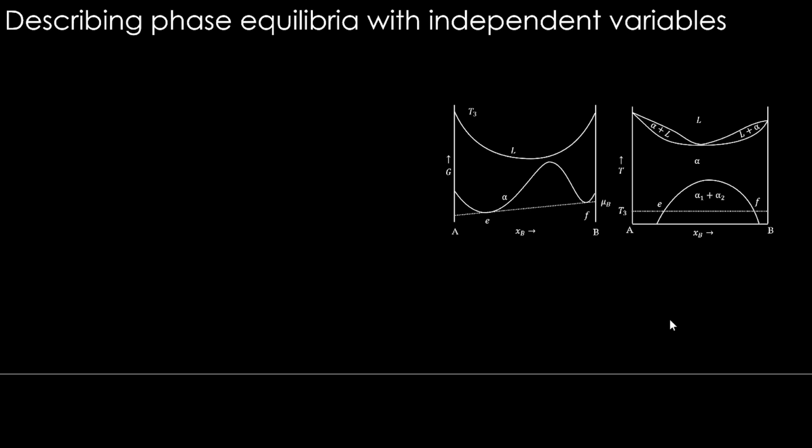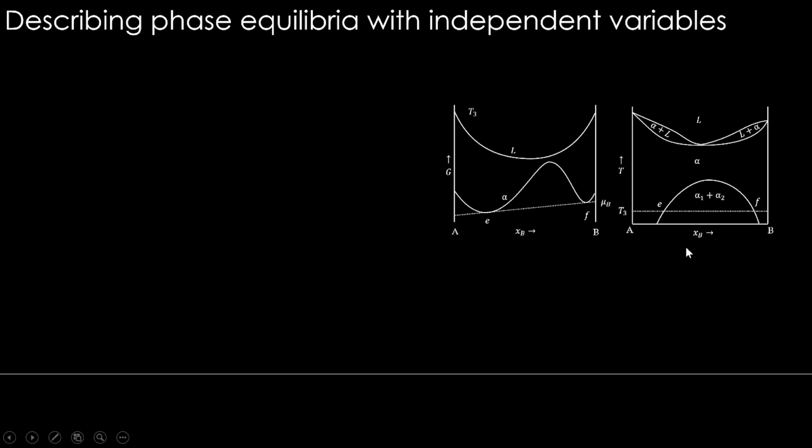Right. So now we are done with that. We are going to see one more important idea called Gibbs phase rule. Why Gibbs phase rule? What is it? What does it do? It basically helps us describe the phase equilibria with independent variables.